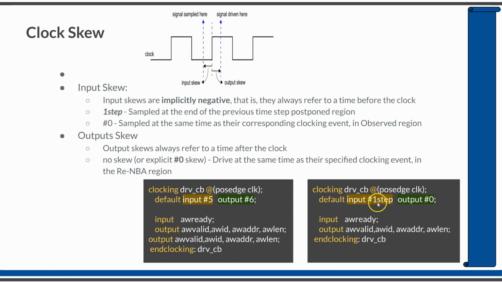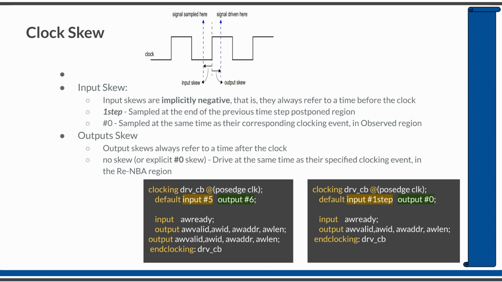Note that it is not just #1, it is #1 step. There is a special meaning for #1 step in the context of an input skew in a clocking block. A #1 step means it is a sampled value at the end of the previous time step postponed region, or a sampled value at the preponed region of this current clocking event. Therefore, it will always be a stable value which is derived after the previous clock.